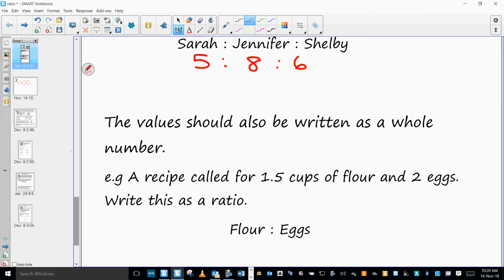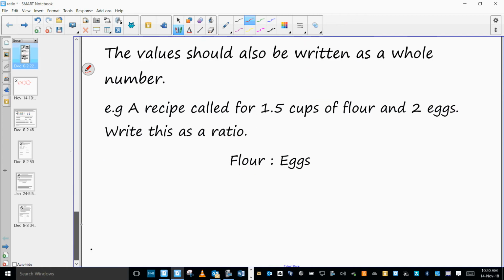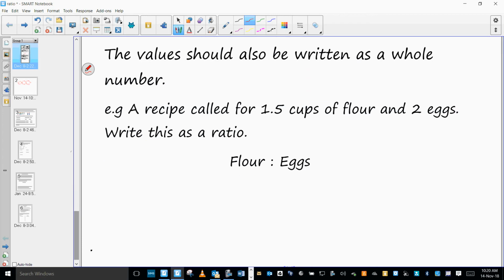Oh, yeah. Would you not? Would none of you actually have said that? I shouldn't have mentioned it, should I? And then I could have just glossed over it. But anyway, 1.5, 2 eggs. Need whole numbers, so what do I have to do to it?